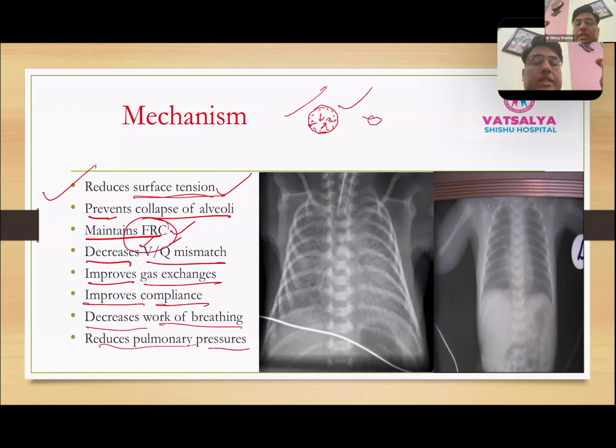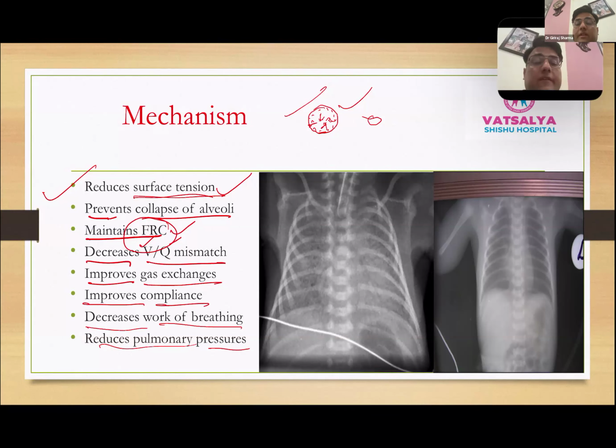Mainly they reduce the surface tension and prevent the collapse of alveoli. That's why they maintain the FRC, improve the VQ mismatch, and improve gas exchange. Because of improved FRC, they improve the compliance, decrease the work of breathing, and reduce pulmonary pressures also.